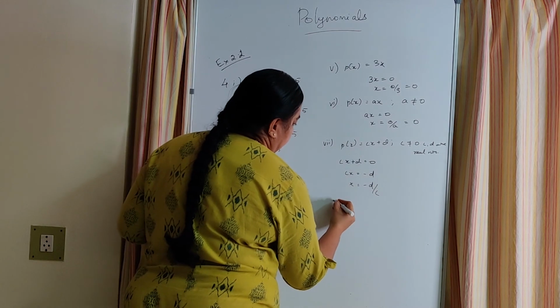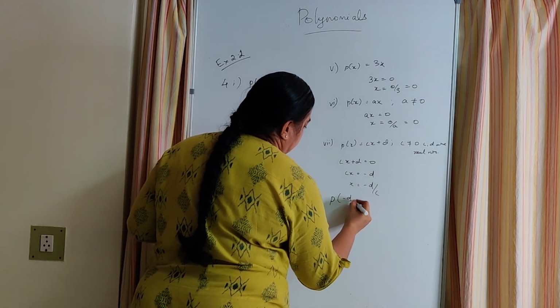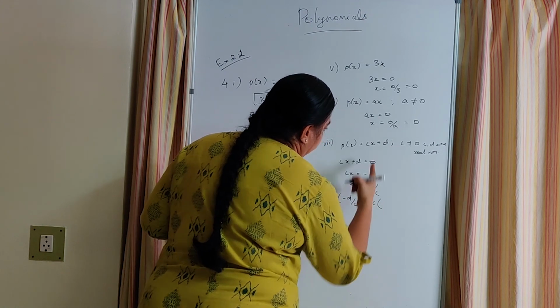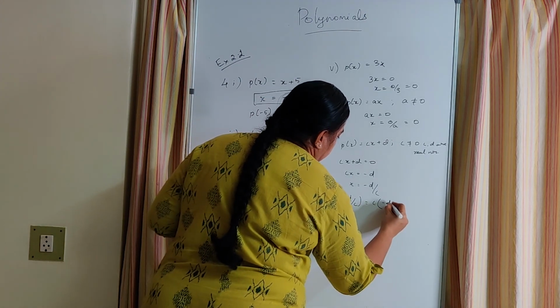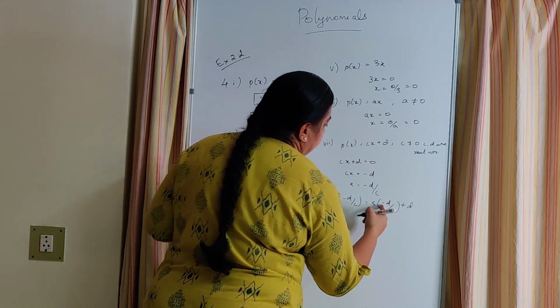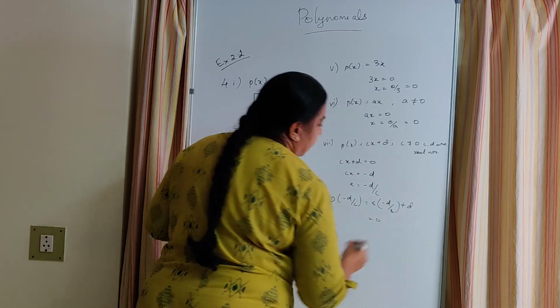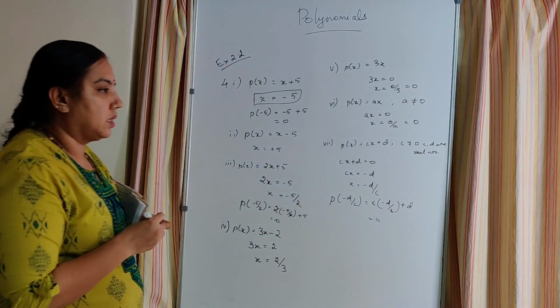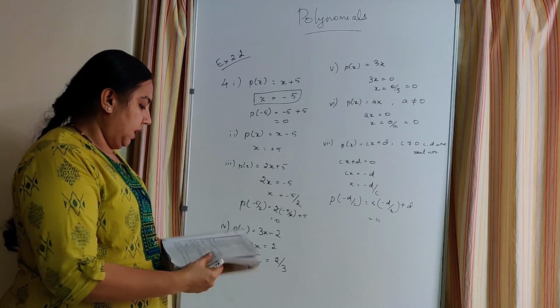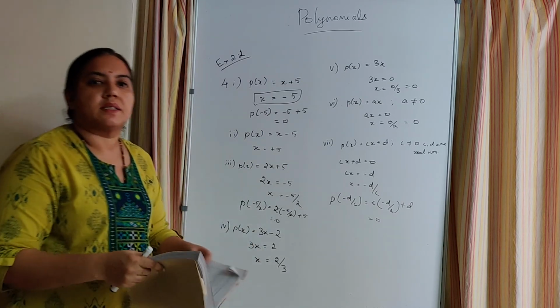I'll cross check it again. P of minus d by c is equal to c, and in the place of x I have to use this value, minus d by c, plus d. So c and c get cancelled, minus d plus d, and so that also turns out to be equal to 0. So I think now you will be knowing all the sums in your second exercise. With that, this exercise is over.